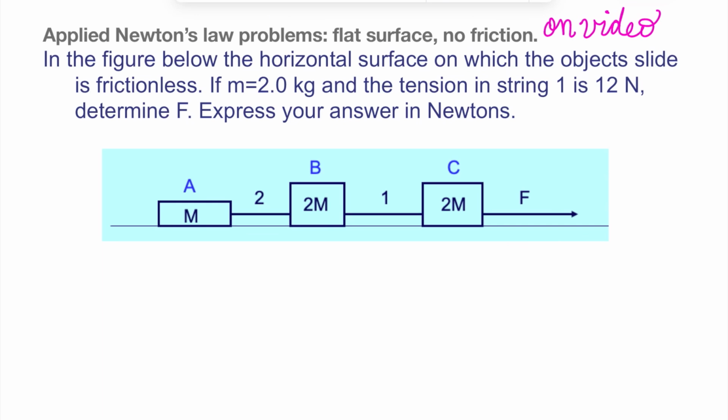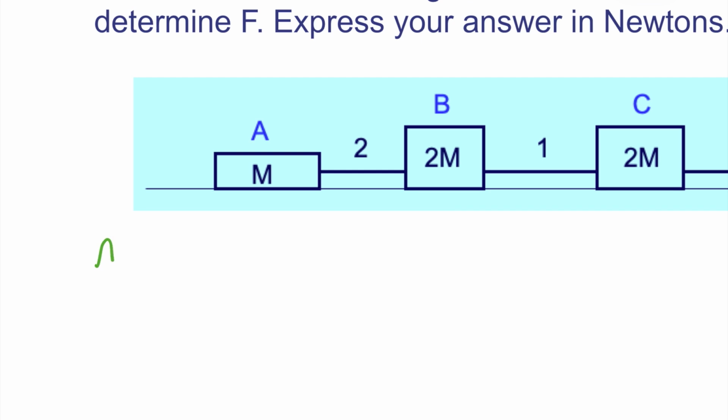This is an applied Newton's law problem that has three boxes that are tied together. They are on a flat surface and there is no friction. We are going to start off by drawing the free body diagram for each object. When we draw the free body diagram for each object, we're going to include all of the forces that are acting on that object and none of the other forces that are in the problem.